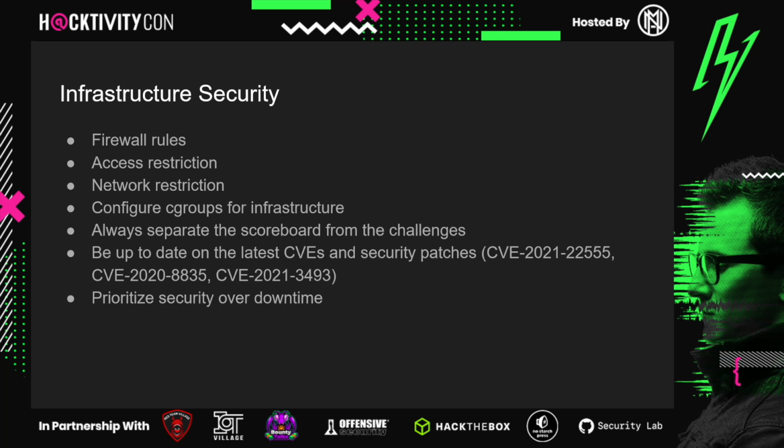Another good thing is to configure C groups. C groups are Linux kernel mitigations that prevent stuff like fork bombing, prevent zip bombs, and prevent all of these other bad things that can happen to your server.